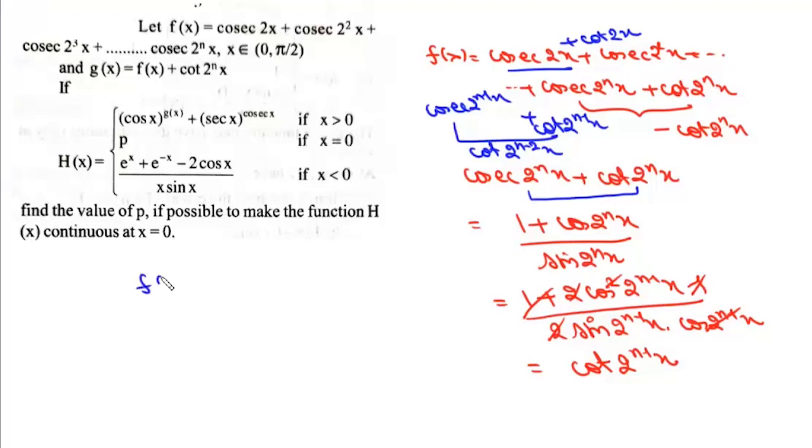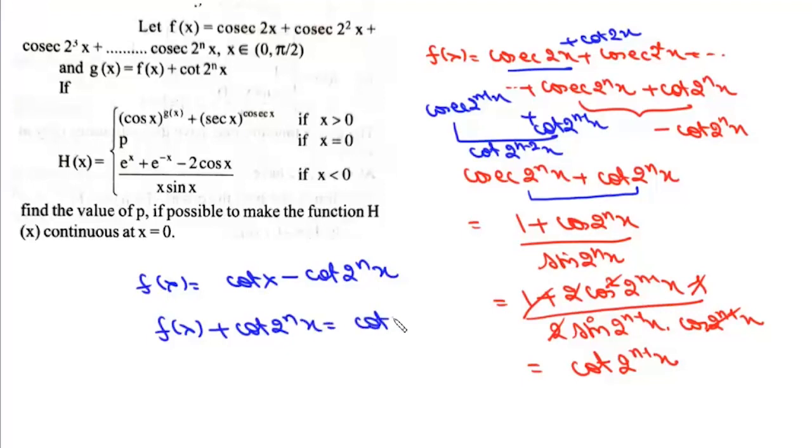So that means our function f(x) is nothing but cot x minus cot 2^n x. Now if we take cot 2^n x to the other side, we can write f(x) plus cot 2^n x is nothing but cot x. So basically our function g(x) is cot x when x belongs to (0, pi/2).